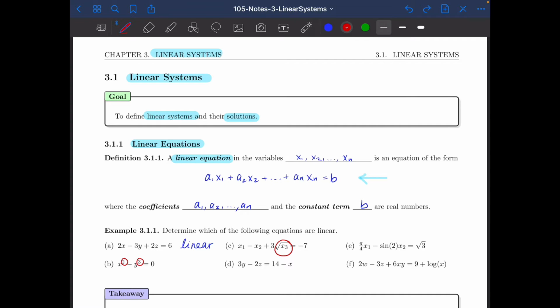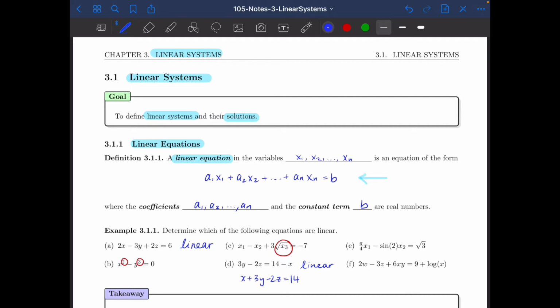In part D, we have the equation 3y minus 2z equals 14 minus x. The variables of this equation are x, y, and z. What we have here is an equation in which there are variables on both sides of the equal sign. Now if we add x to both sides, we get x plus 3y minus 2z equals 14. And once again, this is the equation of a plane, and so the equation in part D is linear.